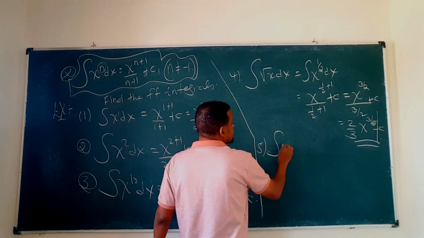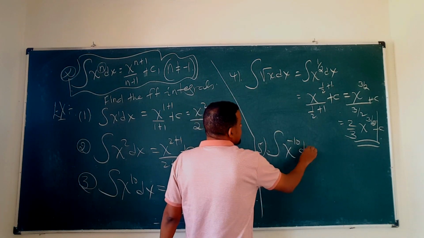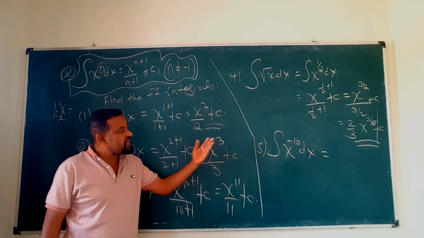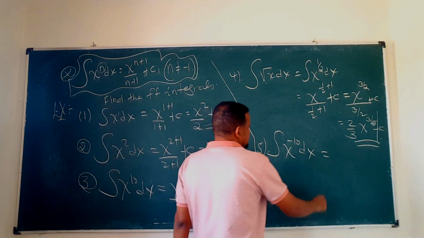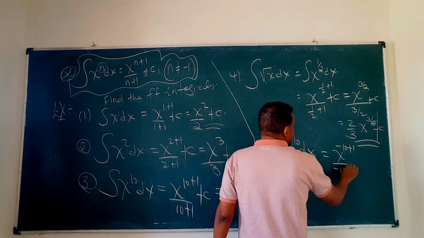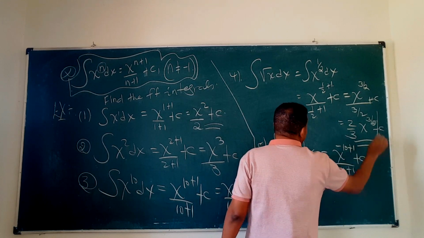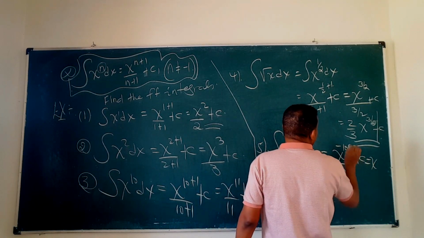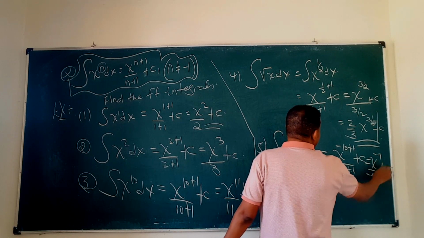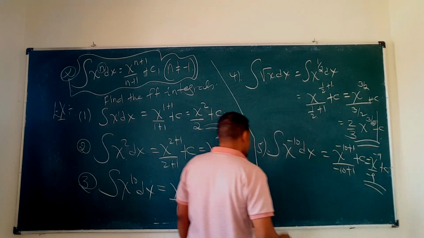Now you, fifth: negative the integral of, say, x the power of -10 dx. So the integral of x the power of -10 dx will be x the power of -10 plus 1 over -10 plus 1 plus c. So that will be x the power of -10 plus 9 is negative 9 over -10, which is -9 plus c. Now you do these.